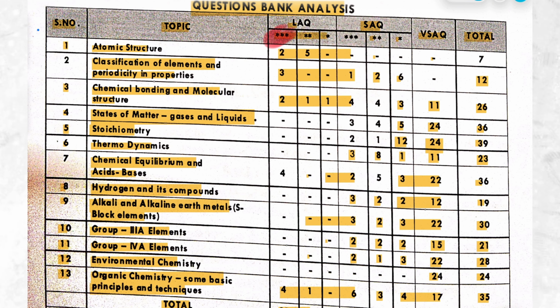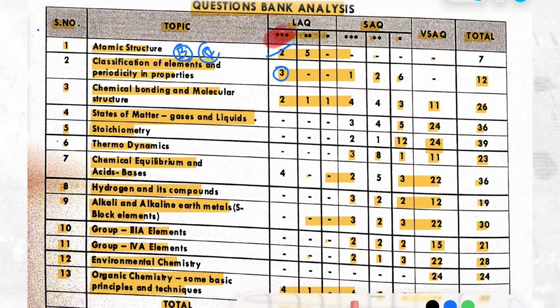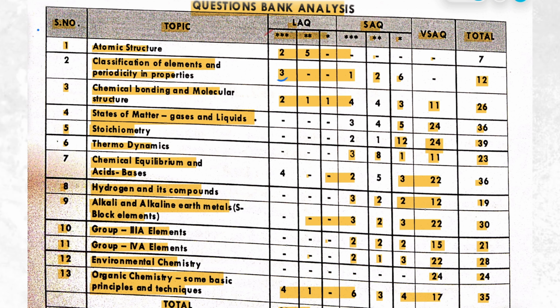From the atomic structure, mostly triple star questions are here. One is Bohr's theory. Second one is quantum number. These two are triple star questions. Remaining are there, but they are not much important. Okay. Classification of elements, three questions are there. That is IE1, IE2, one question. Periodic properties, one question. SPDF blocks, one question. Like this, we have three important triple star questions from this topic.